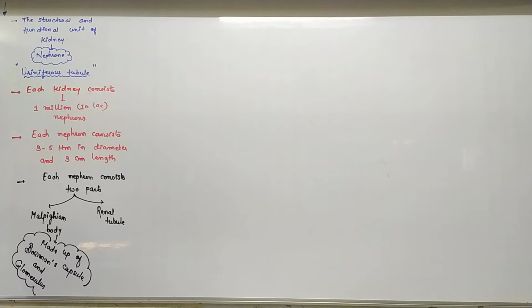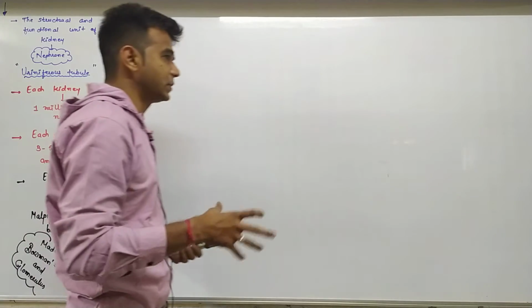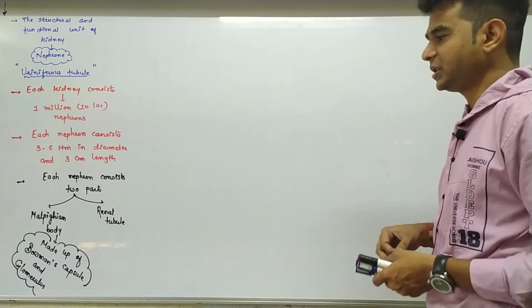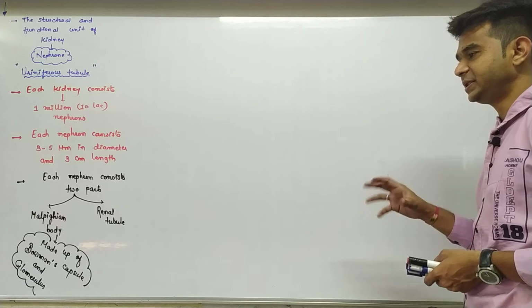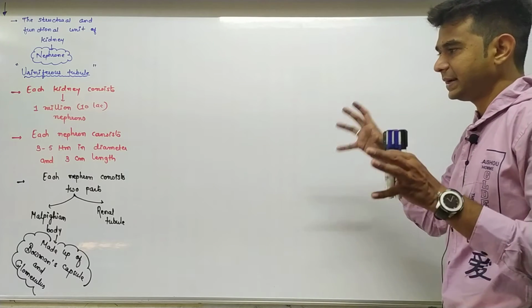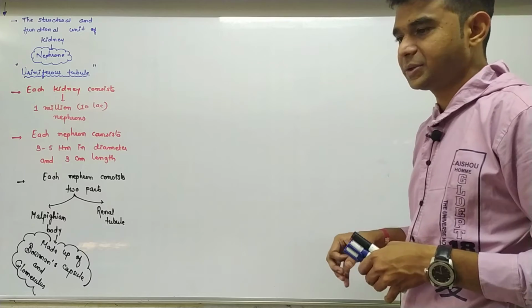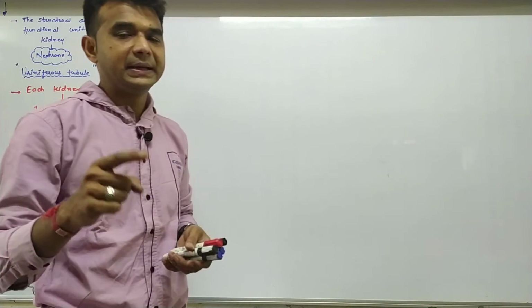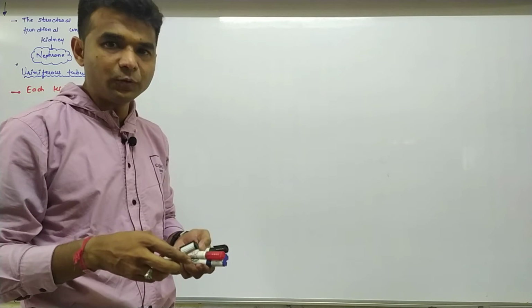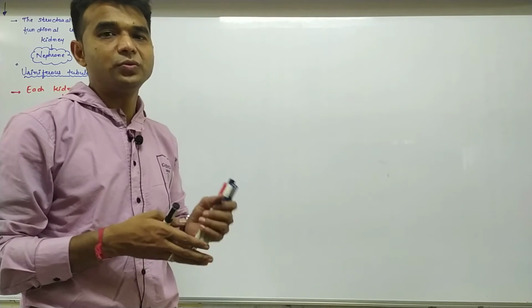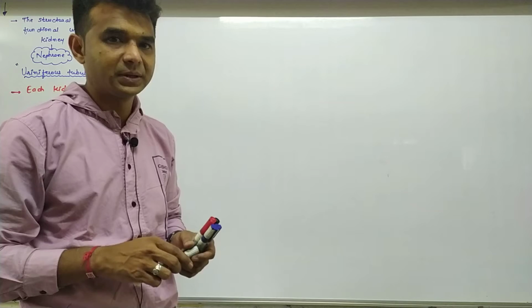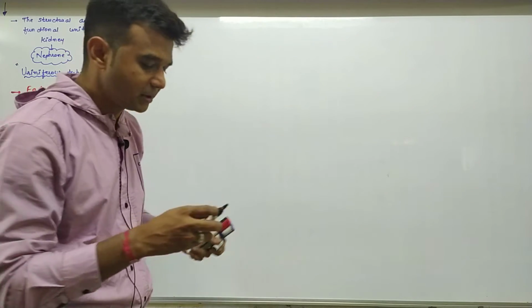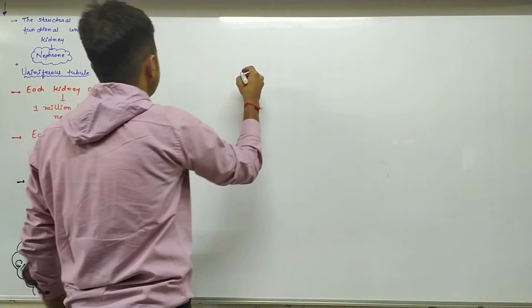See, each nephron consists of two parts: the Malpighian body and the renal tubule. Let us discuss the structure of the nephron. Now I can draw the diagram of the nephron right now. You practice this, and you remember the labeling of it. Fine, very important thing.